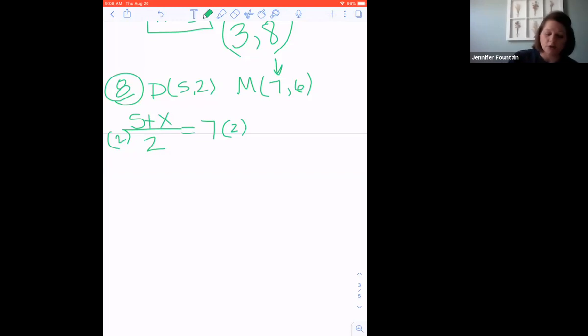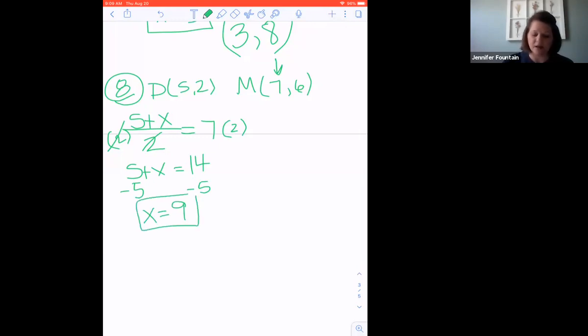All right, so multiplying by 2 on the left-hand side eliminates that denominator. Now I have 5 plus x on the left-hand side, and 7 times 2 is 14. I'm trying to solve for x. I've got a 5 with it. It is positive, so I've got to subtract it to move it. So x is equal to 14 minus 5, which is 9. I've got my x value now. Now I need to find my y value.